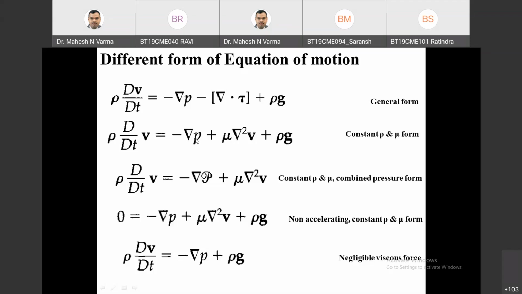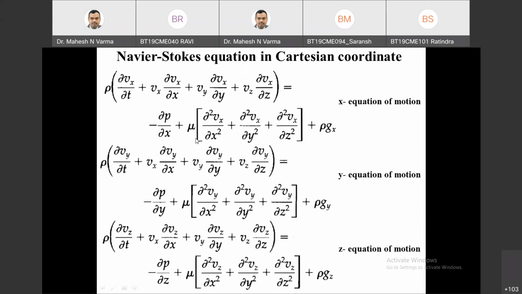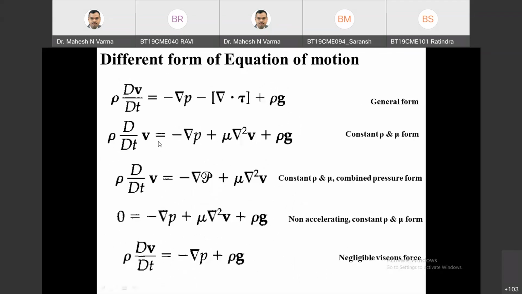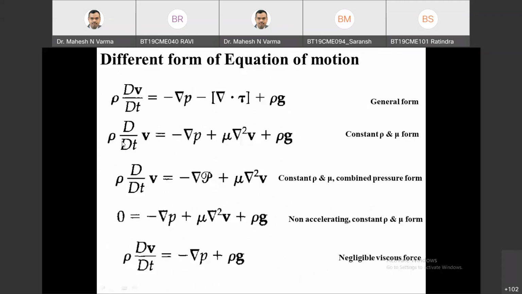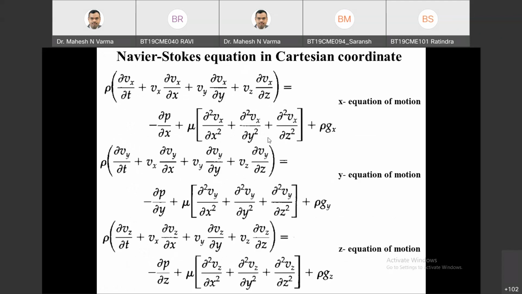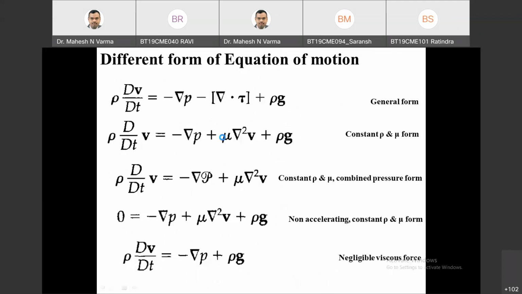So you can see this is the Navier-Stokes equation. This one equation is the same Navier-Stokes equation for the Cartesian coordinate system. Now using the definition of the substantial time derivative, del into, and del square, you can get this equation. So this is the Cartesian coordinate system equation of change: 3 equations, the x equation of motion, y equation of motion, and z equation of motion. This second equation is written in compact form.